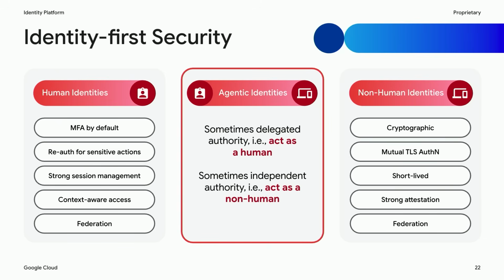So we talked about the identity-first security stack. We also talked about human identities and non-human identities, as well as agentic identities. But agentic identities are actually somewhat special. Agents sometimes have to act on delegated authority and act as humans. But sometimes they have to act on independent authority and act as non-humans. So what we really want to do is build these agent identities such that they can have this dual mode. And that's exactly what we have done.